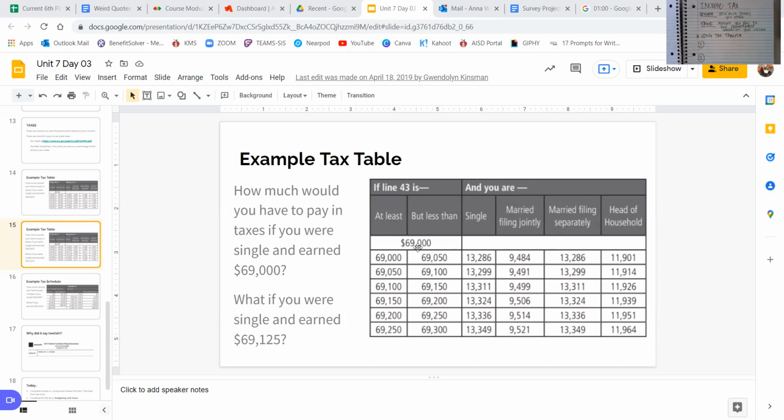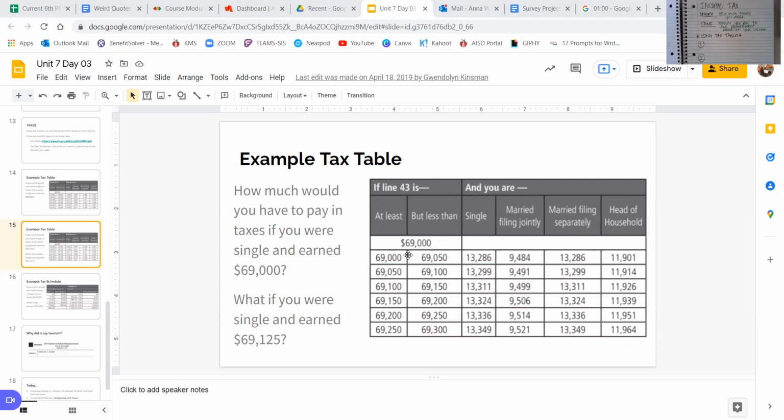So we're going to look at these incomes and determine, based on different lifestyle statuses, how much we would have to pay in income tax. So the first question we're going to do is, if you're single and you're earning $69,000, how much do you have to pay in taxes?